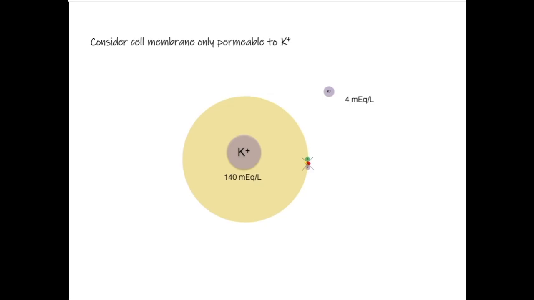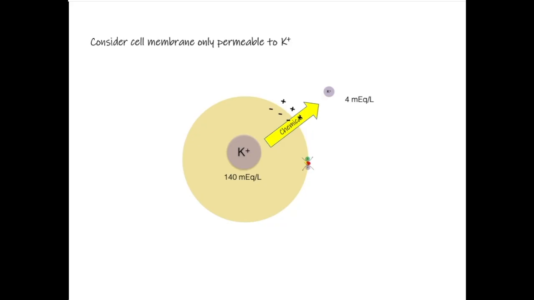Let's take a cell and say that it's only permeable to potassium. Here we've drawn the relative concentrations of a normal cell with intracellular fluid compared to the extracellular fluid. So we have a chemical gradient which is directed outward. As potassium moves outward, it takes with it positive charges, leaving the inside of the cell negative.